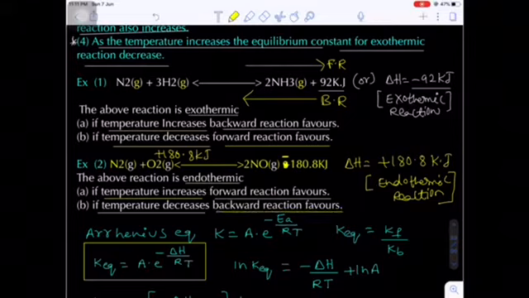This is very important. Once again, what I am saying is, in an endothermic reaction, if temperature increases, the forward reaction is favorable. If temperature decreases, the backward reaction is favorable. But in the case of an exothermic reaction, if you increase the temperature, the backward reaction is favorable. If you decrease the temperature, then the forward reaction is favorable.